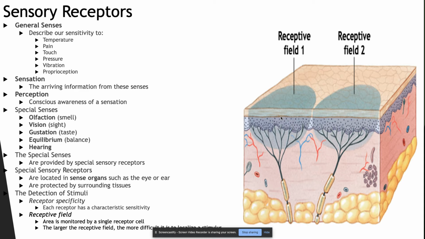So the special senses are olfaction, vision, gustation, equilibrium, and hearing. These sensations are provided by receptors that are structurally more complex than those of the general senses. Special sensory receptors are located in the sense organs themselves, such as the eye or the ear, where the surrounding tissue protects the receptors. The information these receptors provide is distributed to specific areas of the cerebral cortex, such as the auditory cortex, the visual cortex, and so forth, and to centers throughout the brainstem.